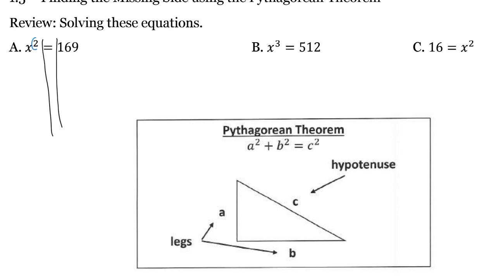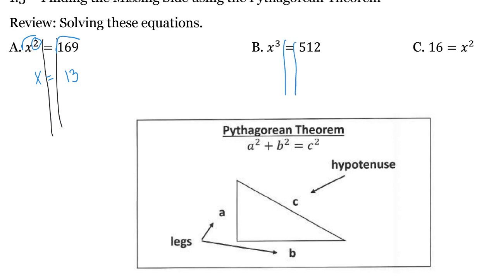So what's the opposite of something squared? The opposite of something squared is to take the square root of it. So what is the square root of 169? Hopefully you're saying the square root of 169 is 13. Okay.